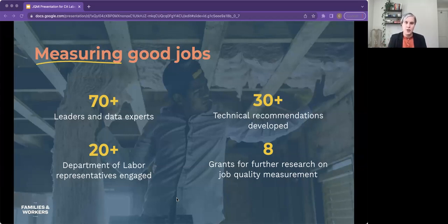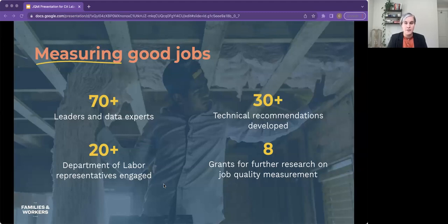So last year, we launched the Job Quality Measurement Initiative through our formal collaboration with the Department of Labor and in close partnership with colleagues at the Ford Foundation, Irvine Foundation, Lumina Foundation, Omidyar Network, and Schmidt Futures in order to seize this window of opportunity to start measuring what really matters to working people.